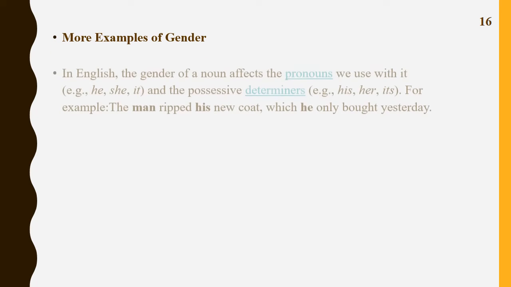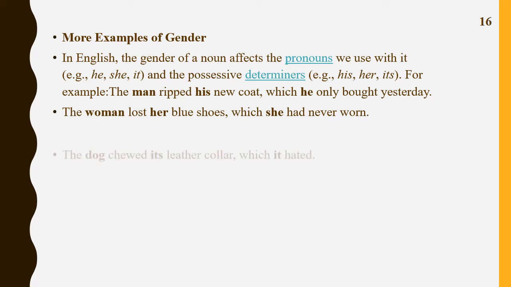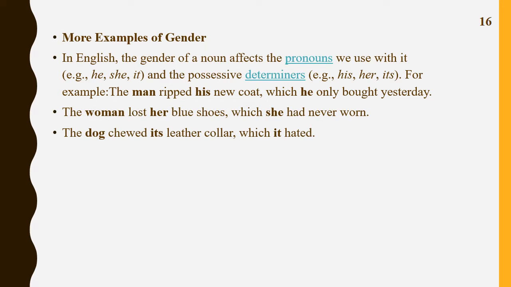More examples of gender. In English, the gender of a noun affects the pronouns. We use with it he, she, it, and the possessive determiners his, her, its. For example, the man ripped his new coat, which he only bought yesterday. The woman lost her blue shoes, which she had never worn. The dog chewed its leather collar, which it hated.